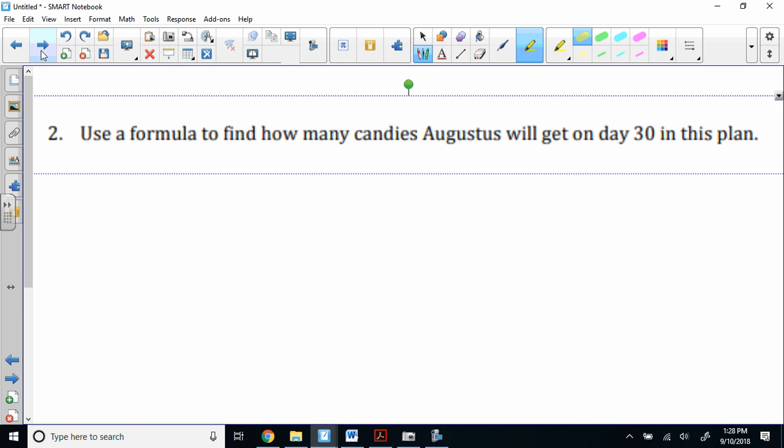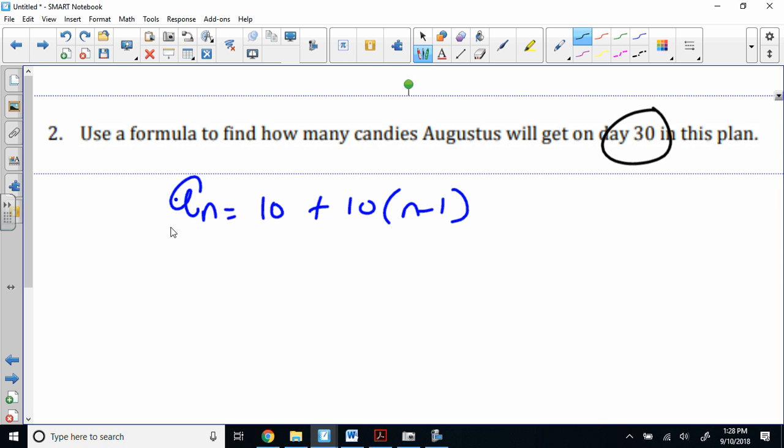Use the formula to find how many candies Augustus will have on the 30th day of his plan. Ladies and gentlemen, we're going to take said equation we had over here and throw in the 30. You say, well, where's the 30 go, Mr. Palmer? Right here. A sub 30, that means we're finding the 30th term, right? Y'all understand? And see, that's where that 30 goes. And the 30 goes right here, too.